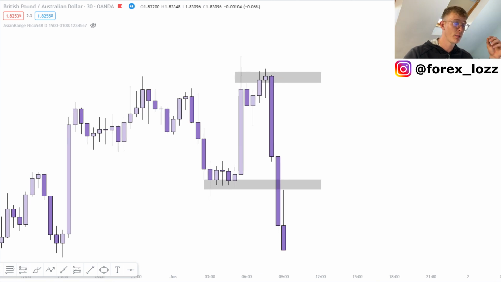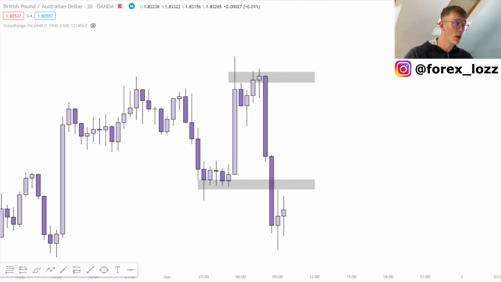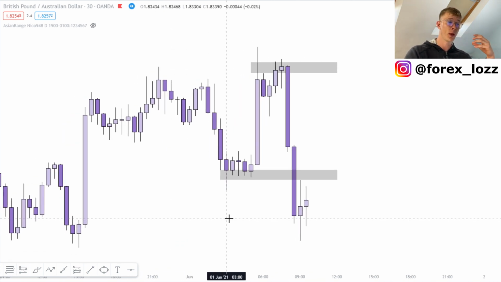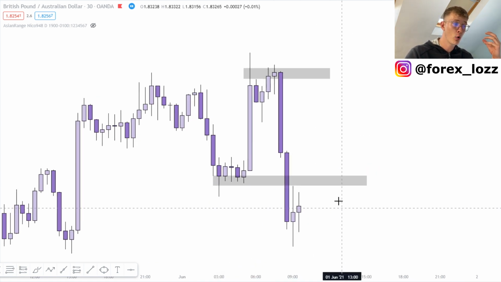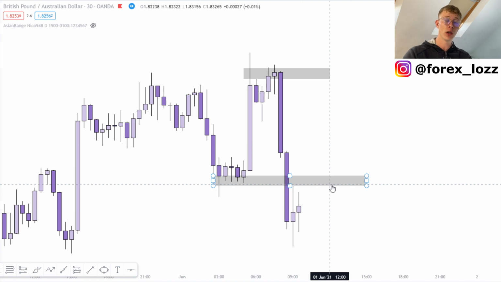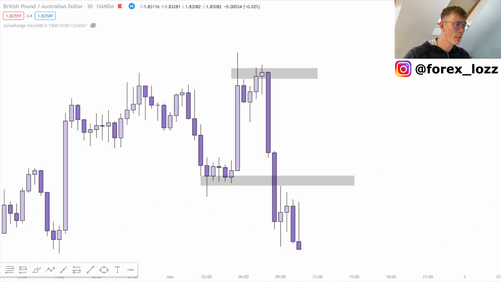So let's just play it out to see how this one worked out. And okay, as we can see, price completely destroyed and went through the level. So now I'd be telling myself, okay, we've broken through this key level. Now I want to see a deep retracement, a deep pullback to this key level, to then look for a trading opportunity. So it's all about being patient.